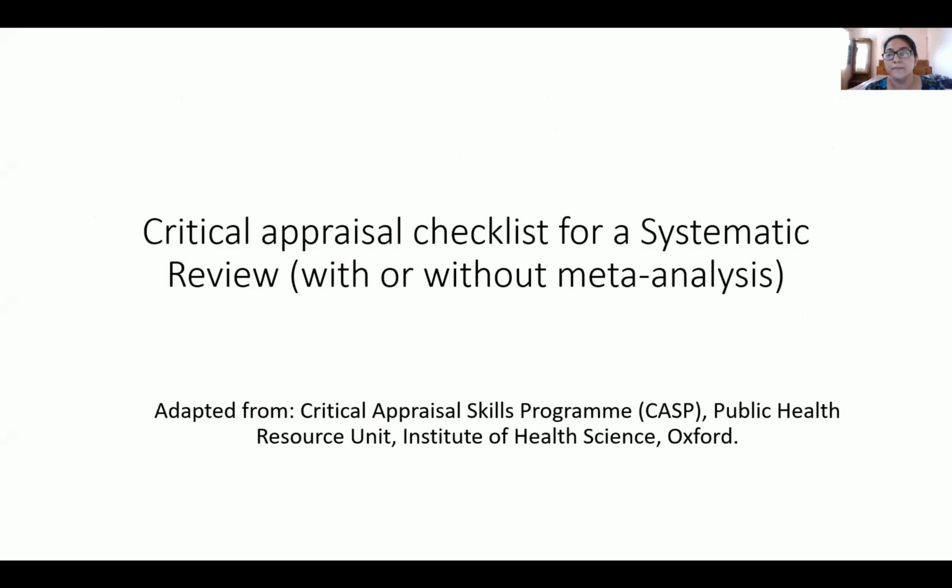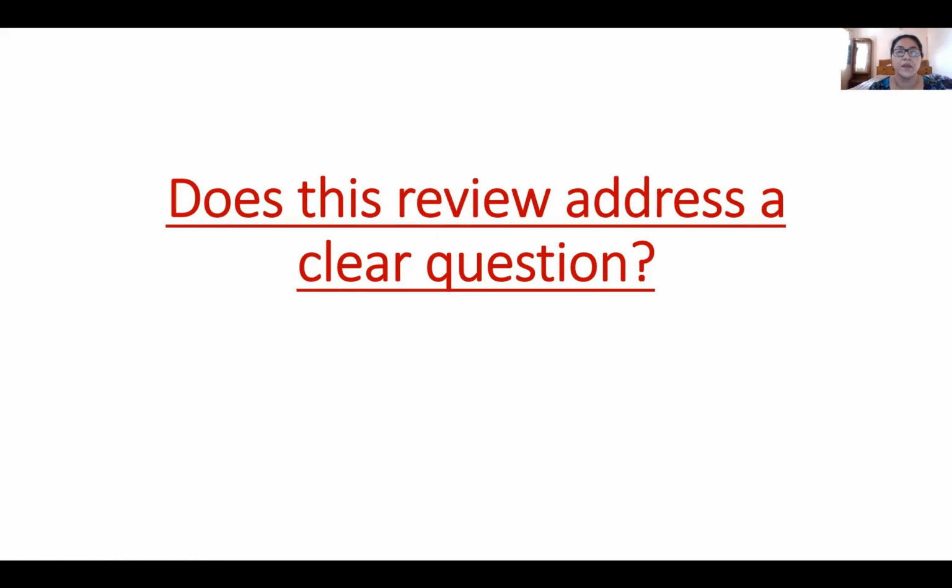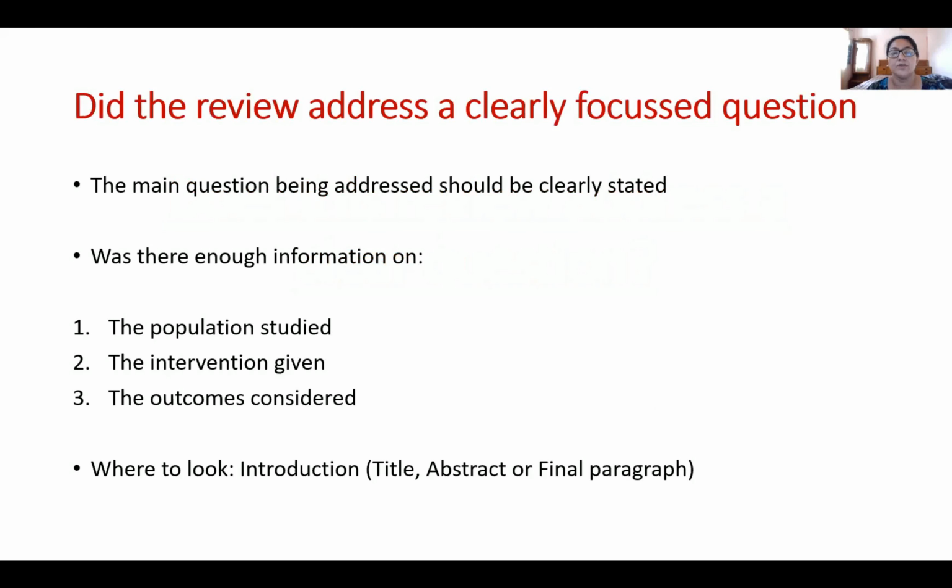Before going to AMSTAR, I'd just like to give a brief overview of the CASP, the Critical Appraisal Skills Programme checklist for a systematic review with or without meta-analysis. This has been adapted from the University of Oxford CASP list. The first question: does this review address a clear question? Under this heading, there are many questions. One is, does the review address a clearly focused question? This includes the PICO.